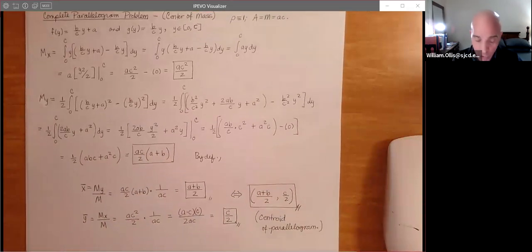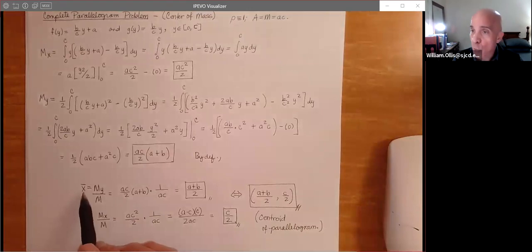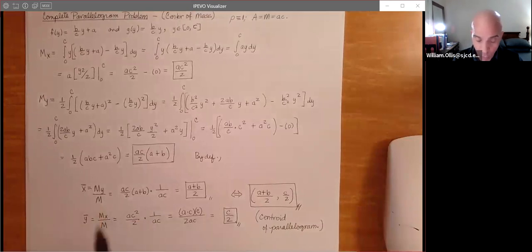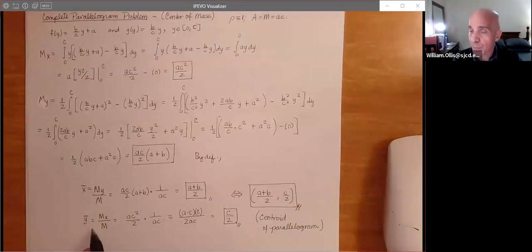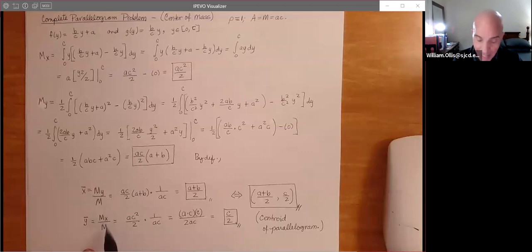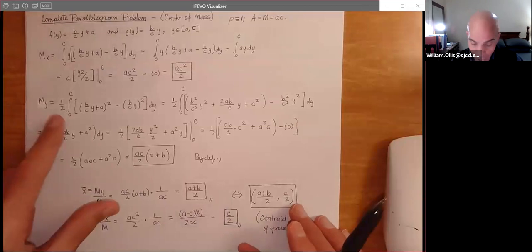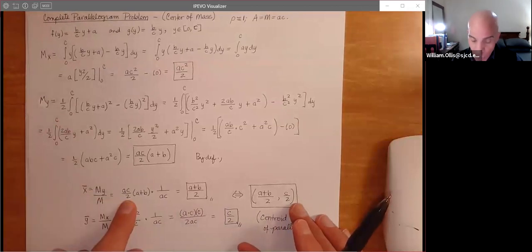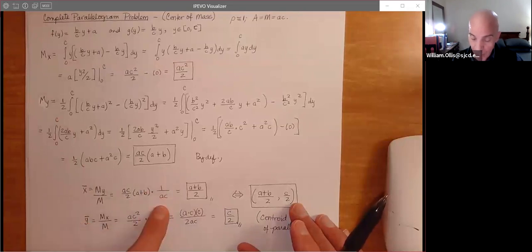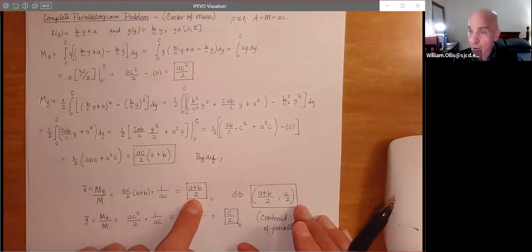Now, by definition, the x-coordinate of the center of mass will be the moment about the y-axis divided by the mass. And the y-coordinate of the center of mass will be the moment about the x-axis divided by the mass. So now we go up here: moment about the y-axis, which is ac over 2 times a plus b, multiplying by 1 over ac. Notice the ac is absorbed, and we just have the average of a and b, which you expected.